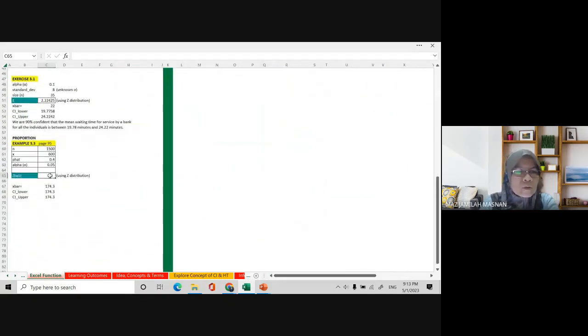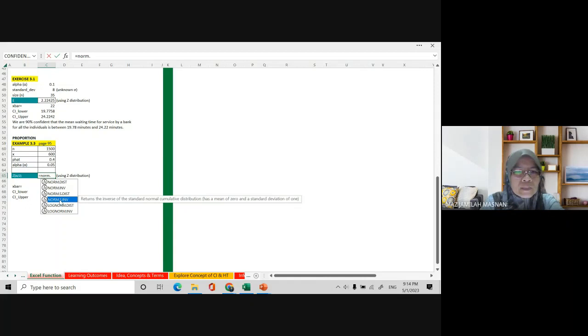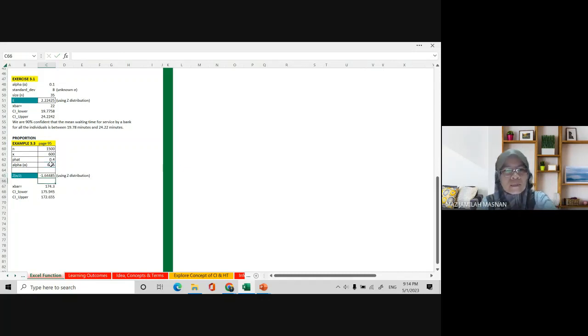Go to the cell where you want to calculate the Z alpha over 2, put equal to, and then NORM.S.INV here. It returns the inverse of the standard normal cumulative. Double click and you need to put the probability. So just click at the alpha value and then enter.